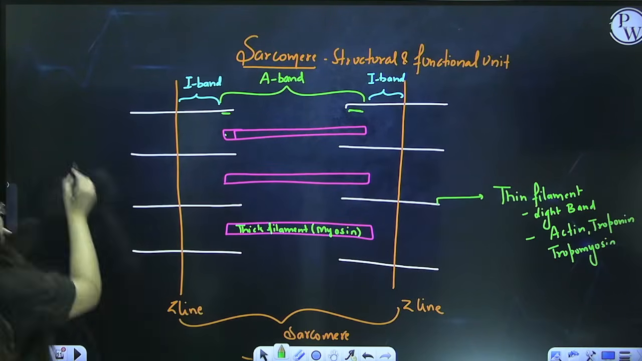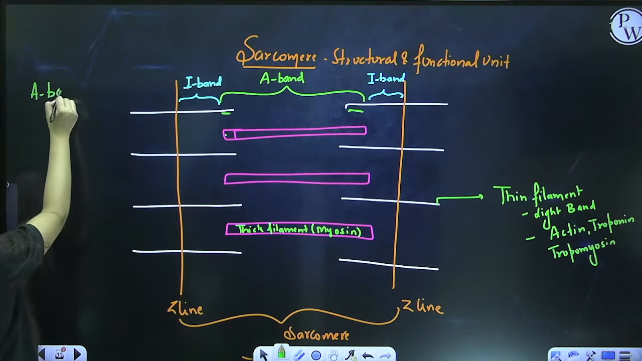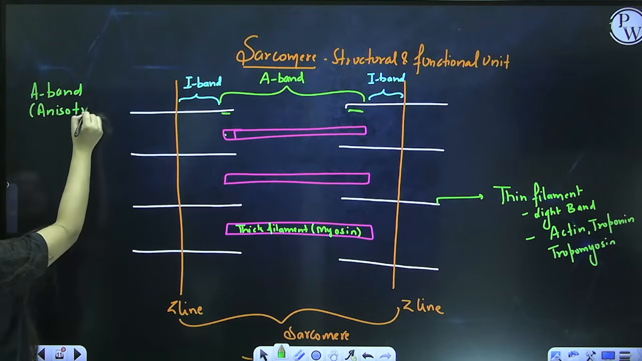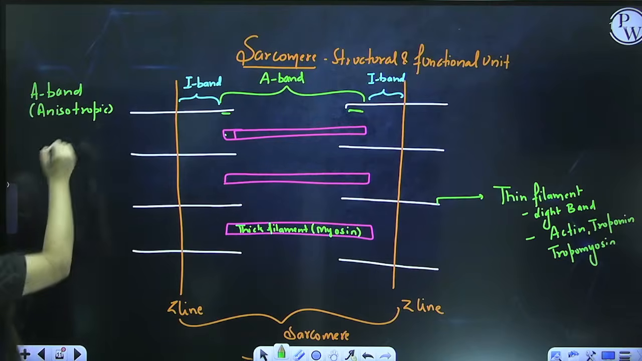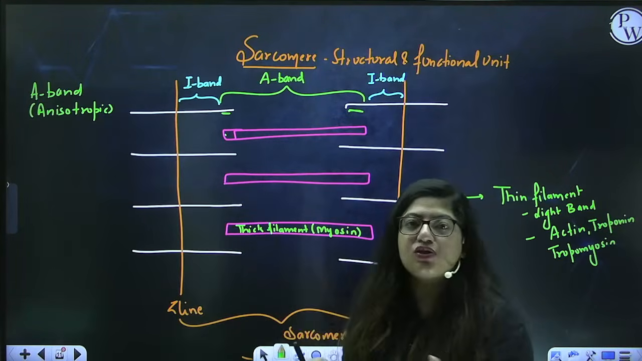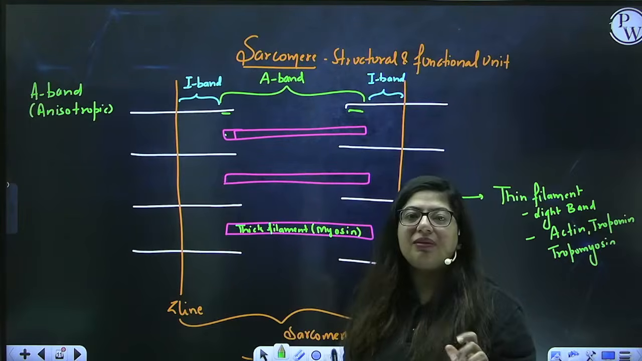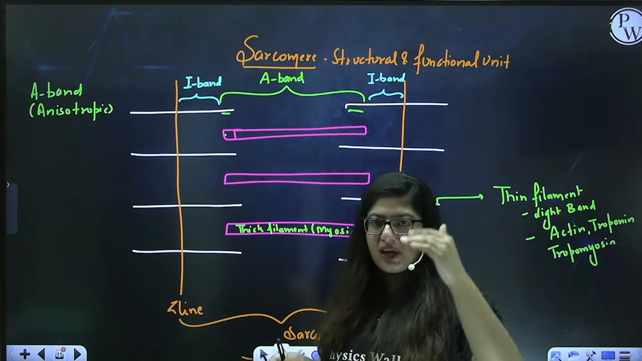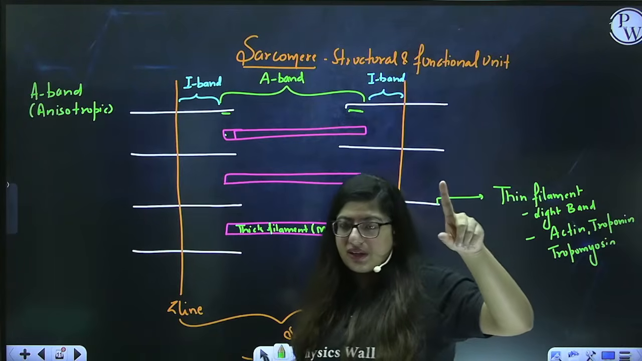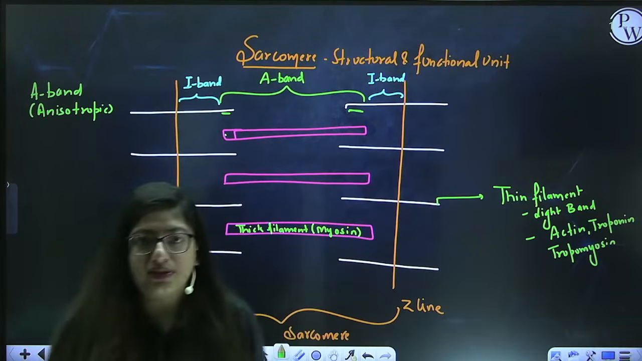So that is an A band. A band's full form is anisotropic. Iso means similar, but it is not made up of similar units, so it is anisotropic. The I band is isotropic. I stands for isotropic. Iso means similar. It is made up of only one thing, and all are the same. So you call it an isotropic band.